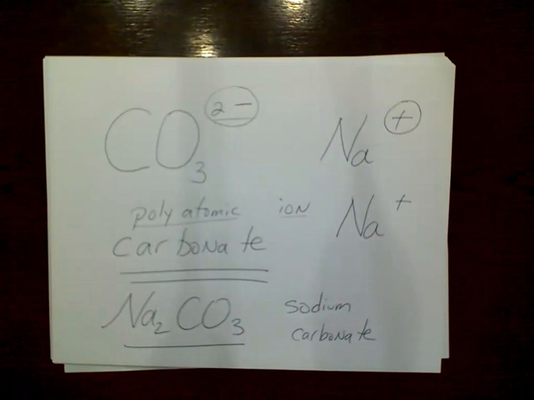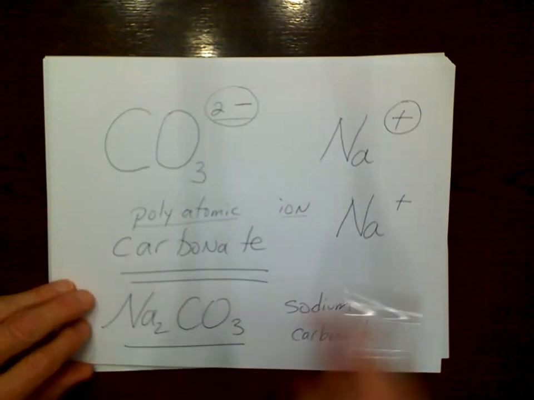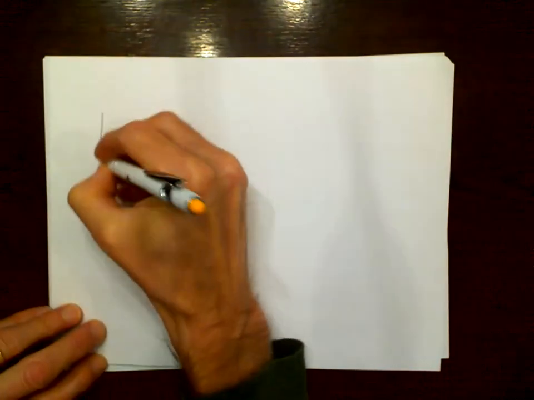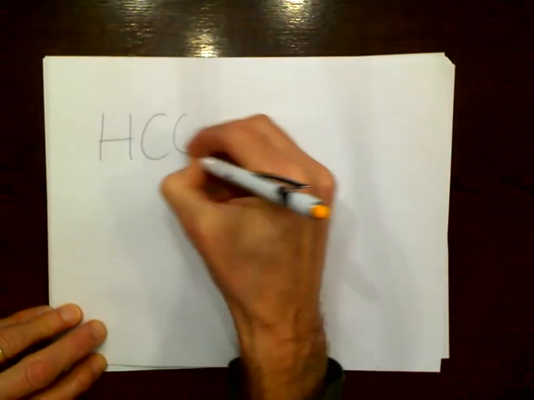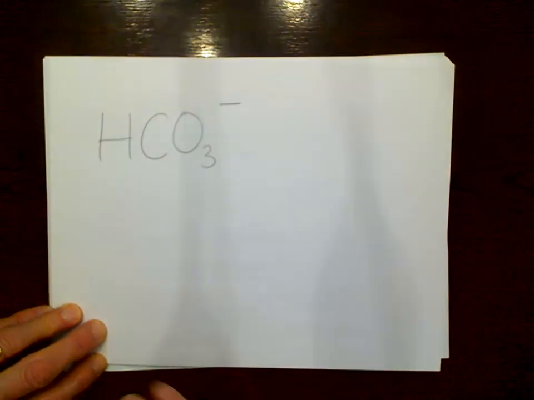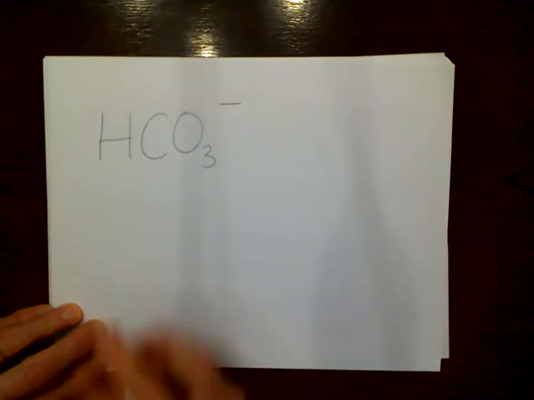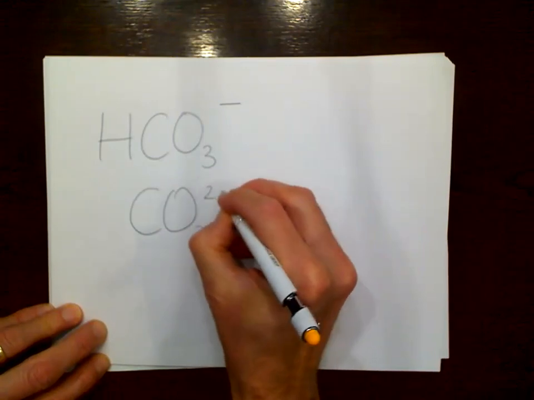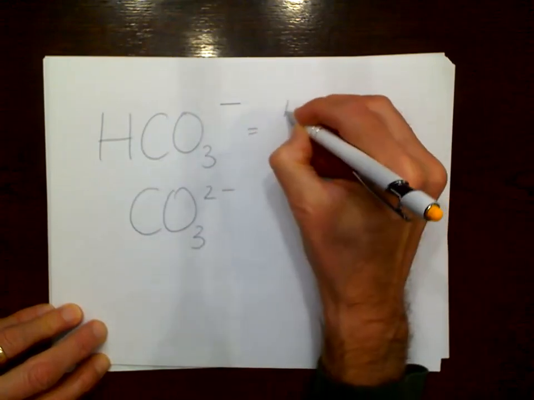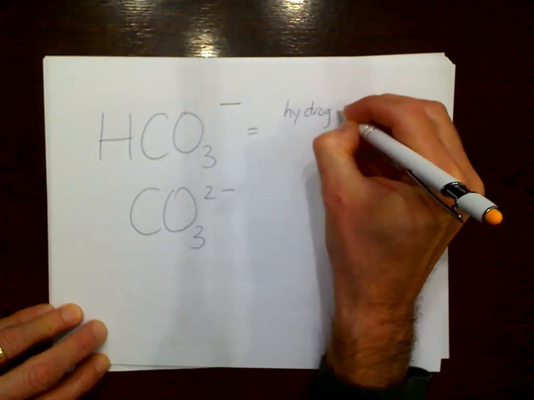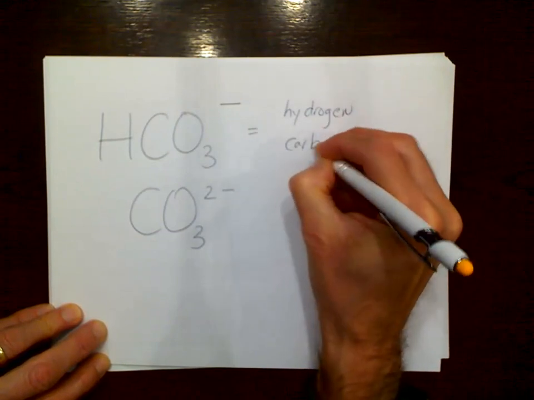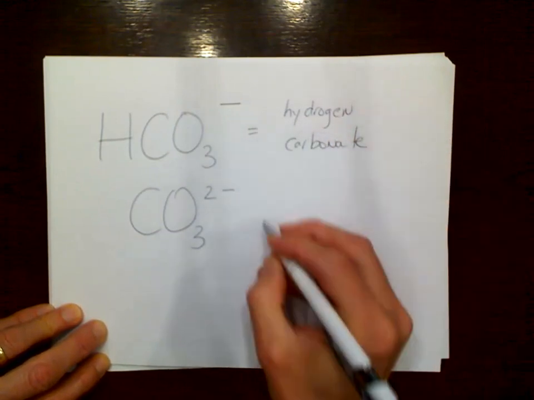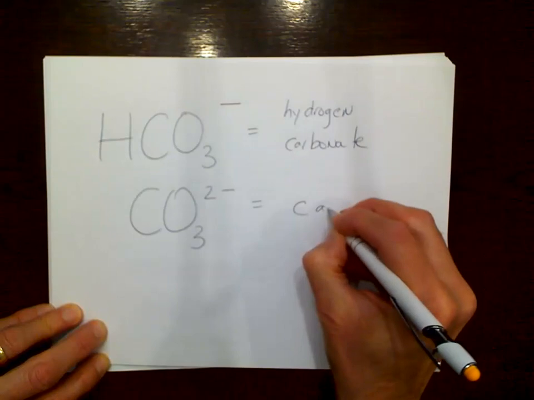And there's a sort of a cousin to the carbonate ion, and that cousin to the carbonate ion is called hydrogen carbonate. Hydrogen carbonate, and we're gonna contrast that and compare that to carbonate. So this one is called hydrogen carbonate, and this one is just called carbonate.